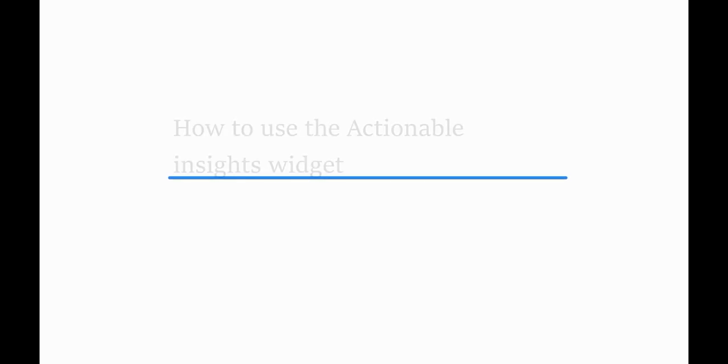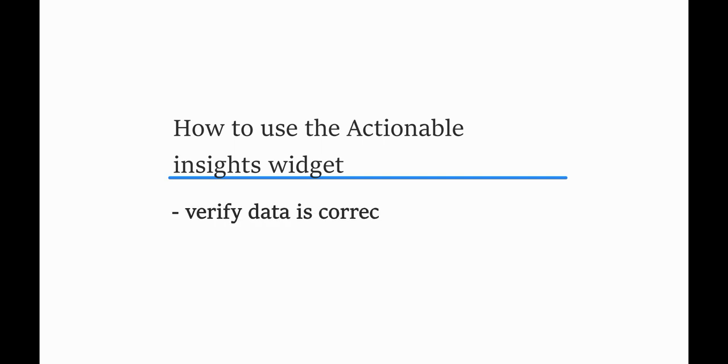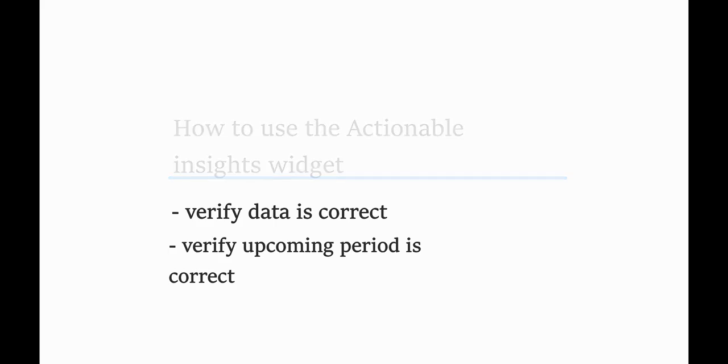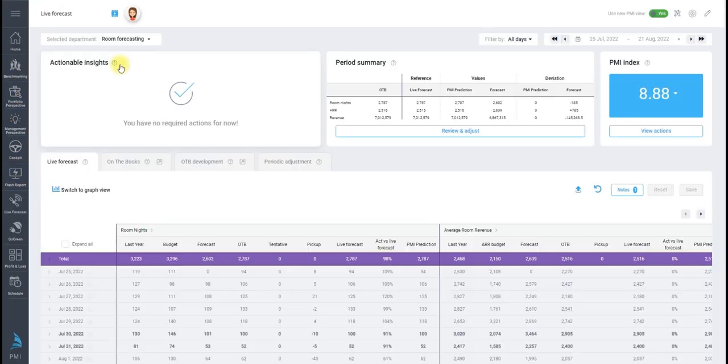Before you start working in the live forecast module, it's important to verify the data you are working with is up to date and accurate. You will also need to verify that your daily live forecast for the coming period is as accurate as possible. Both these checks can be done using the Actionable Insights widget.